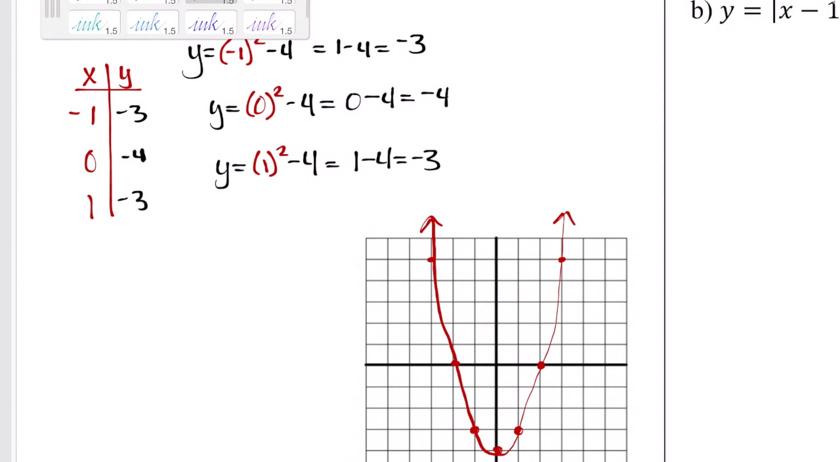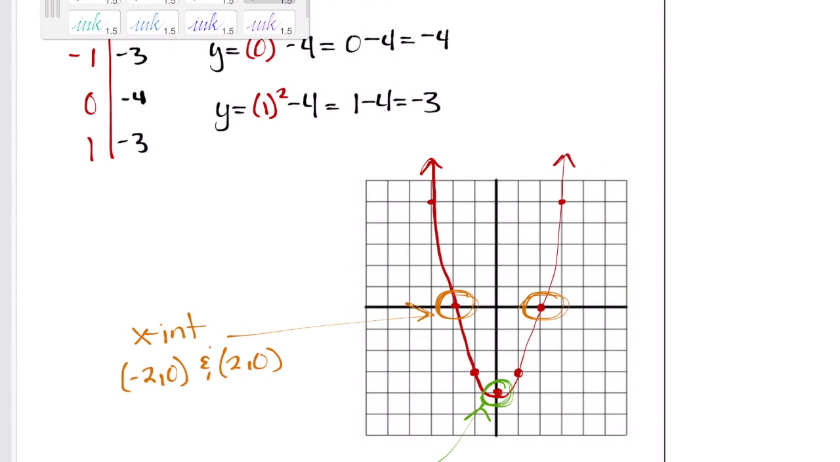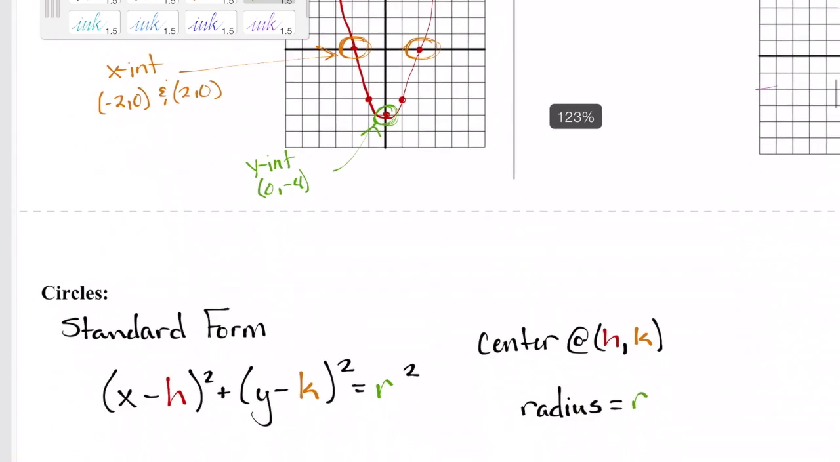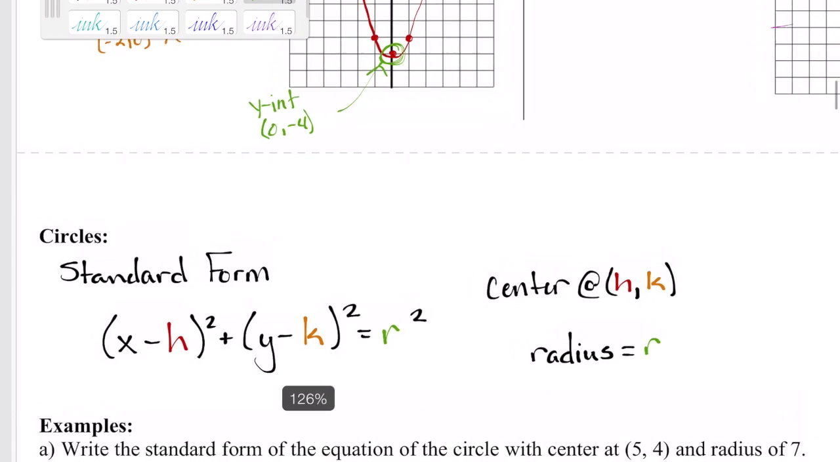All right, so I also want to look at the intercepts. I'm going to talk about that a little bit. Here we can see the x-intercepts, and they are at -2, 0, and +2, 0. And we also have a y-intercept, which is actually our vertex, which I'll go into more detail with my students in a later chapter. And that one is at 0, -4. Again, I'm going to do that other one with my kiddos. We're going to move on to circles.